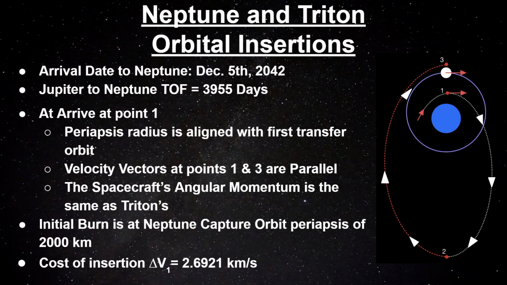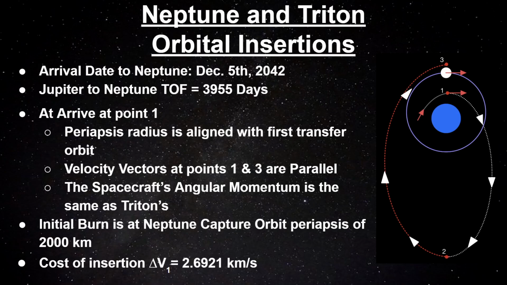So for our arrival from Jupiter to Neptune, the arrival date will be December 5th, 2042. This leg of the mission will have a time of flight of 3,955 days. As you can see from arrival point 1, the first burn is going to be aligned with the periapsis radius of that first transfer orbit. The velocity vectors at point 1 and point 3 are also parallel, and the spacecraft's angular momentum is going to be the same as Triton's angular momentum.